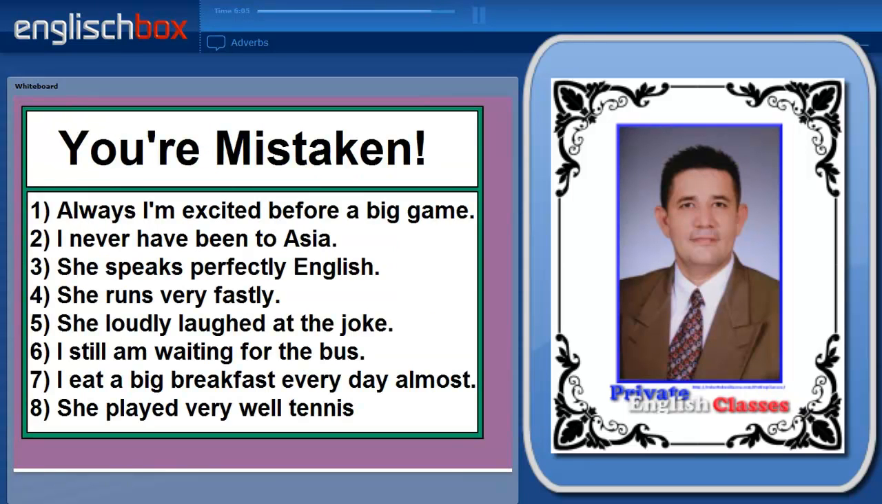So we've covered the 5 different types of adverbs, and now I have a little activity for you. All you have to do is look at the sentences. There are 8 sentences, and every sentence has a mistake. Simply tell me what the mistake is in each sentence.